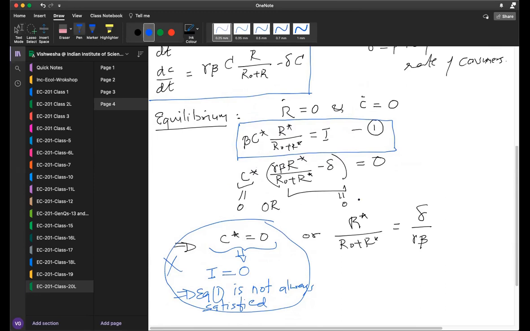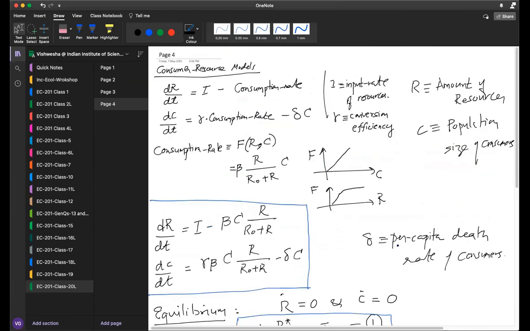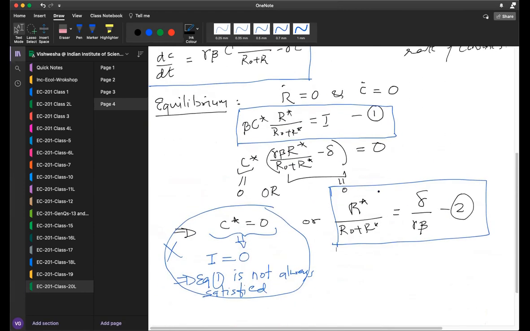So equation 1 necessarily has to go with equation 2, which I have just written down here. The equilibrium solutions are basically equation 1 and 2 combined with one another. Okay, so now what are the equilibrium solutions? Let's go back, and we need to eventually know what R star and C star are, right?